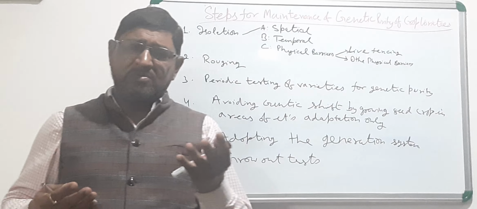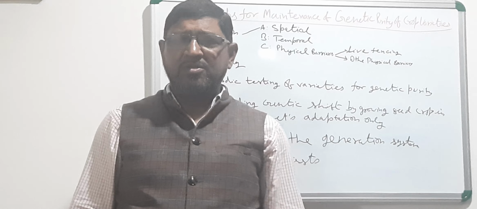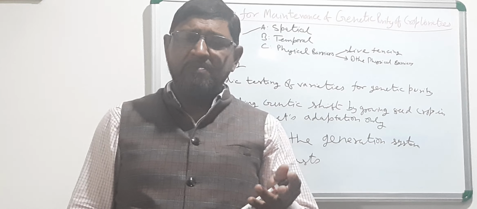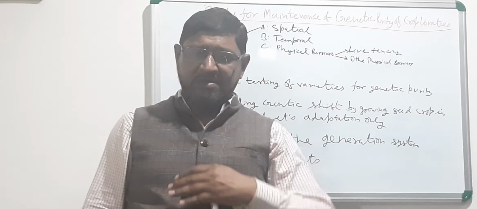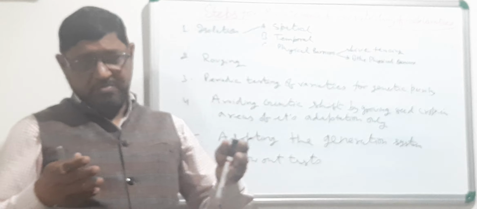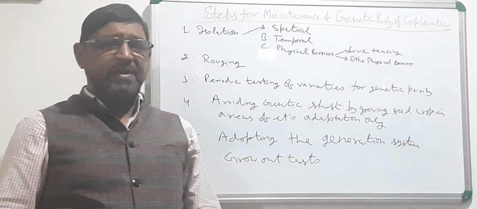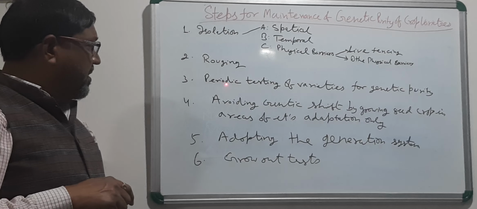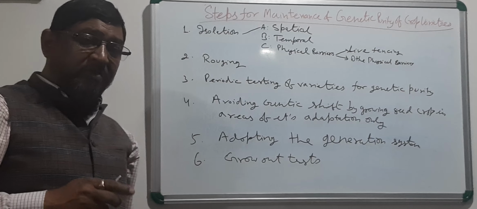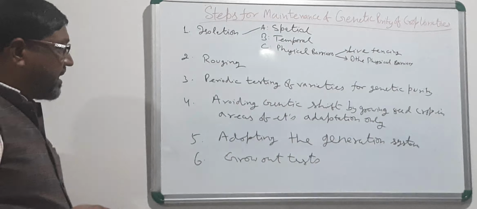Once in 2 years or 3 years, you must ensure it by producing nucleus seed, through single panicle selection or single plant selection. You grow rows of the single panicle, and then you see the differences coming in that. In that way, you do periodic testing of the varieties for genetic purity. So you have to do that also.